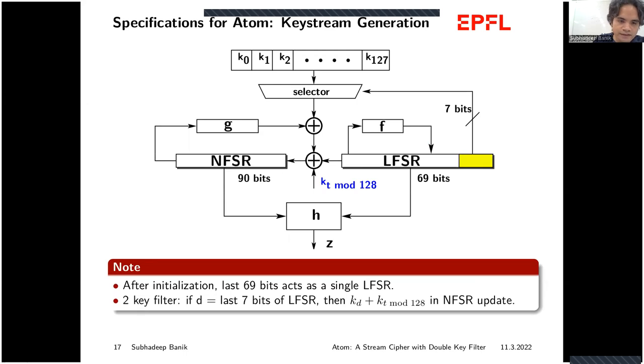So what happens after initialization is quite interesting. Now the 60-bit LFSR and the 9-bit decimal counter combined together give us a bigger LFSR of size 69 bits, which is updated linearly. The last 7 bits of the LFSR, let's call it D, determine which key bit is added to the NFSR update function over here. Atom uses an additional key filter, that is K of T mod 128. So it uses two key filters to update the internal state at every clock cycle. In the remaining section of the presentation, we will try to explain why both key filters are necessary for the security of this stream cipher in particular.